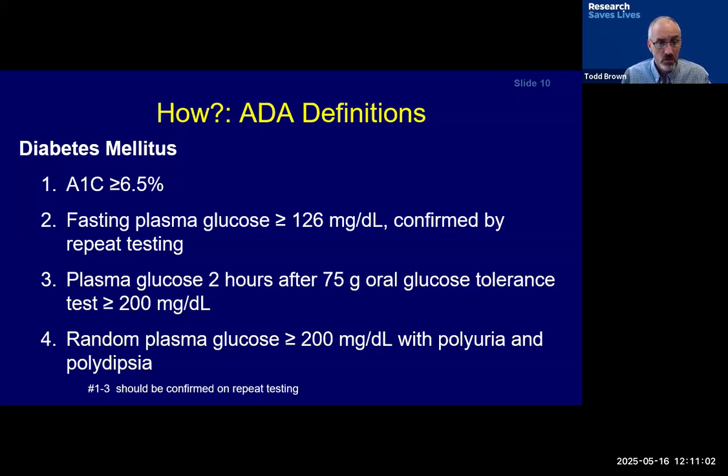We should be getting repeat testing. So if someone has an elevated fasting glucose, for example, you get someone in, run routine labs, they come in fasting, they're doing lipids and glucose, et cetera. They're at 130, 140, or whatever it is. You should have them come back just to confirm that this is not just a blip.